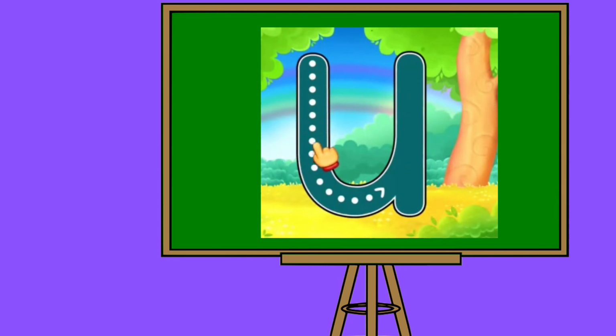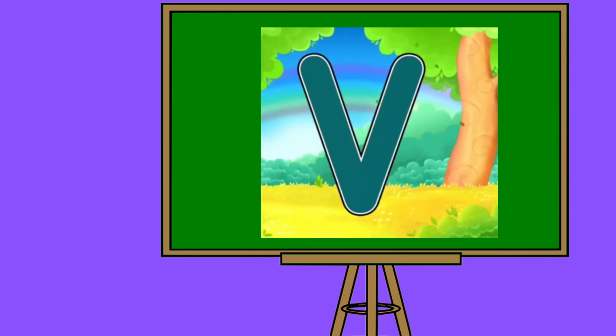Letter U. One curved line and one standing line. This is a letter U. Letter V. Two slanting lines. This is a letter V.